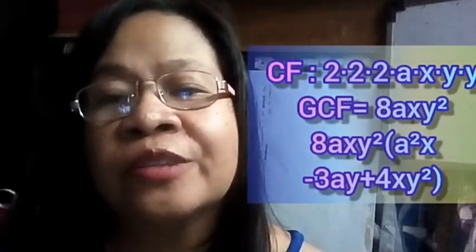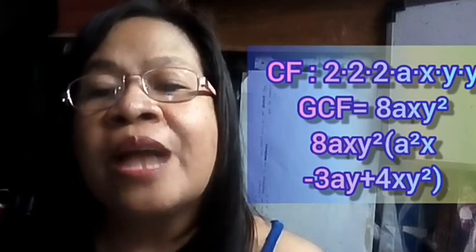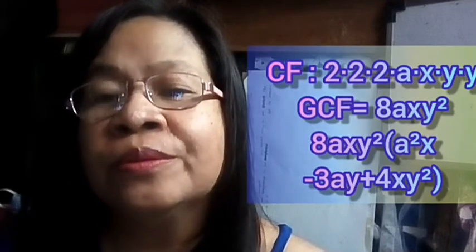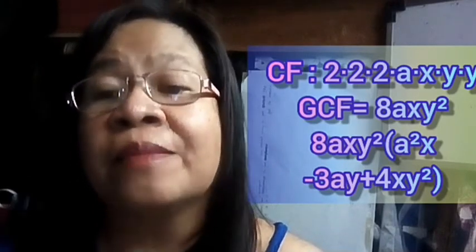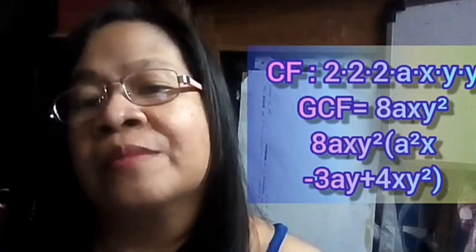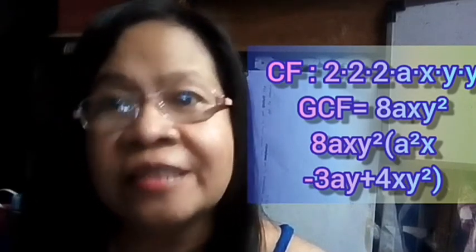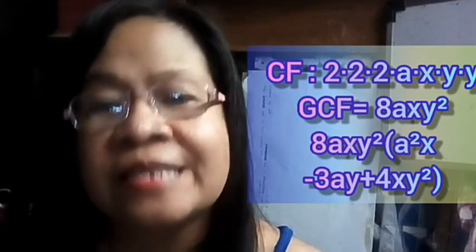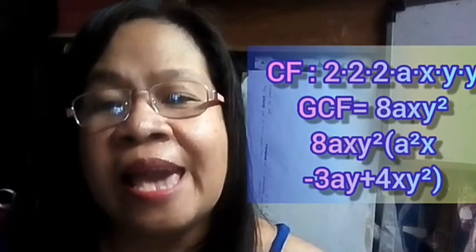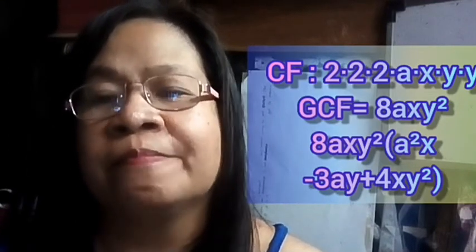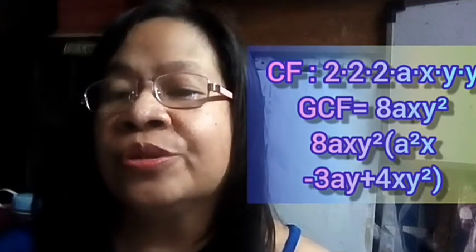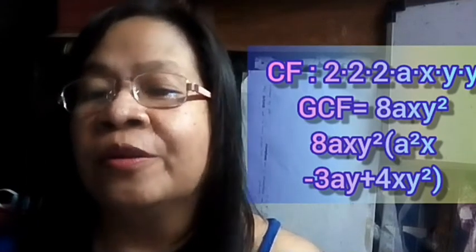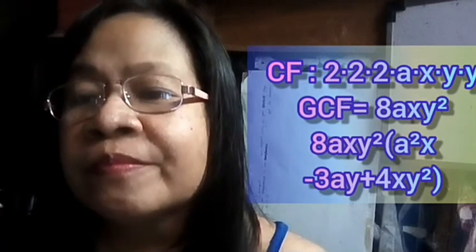The common factor is 2 times 2 times 2 times a times x times y times y, or the greatest common factor is 8a x y squared. We divide each term of the polynomial by the GCF.